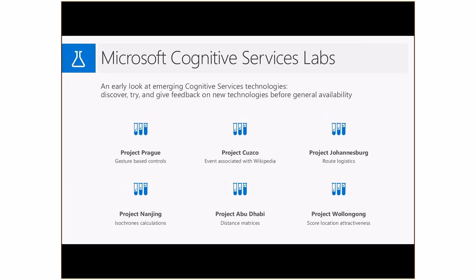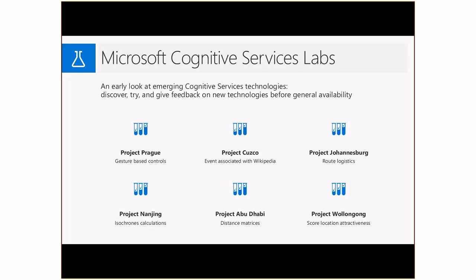And then remember, we've got some APIs in cognitive services that are not yet completely finished, and they are in the labs section. And we've got a bunch of them at this point in time, like 6. For example, we've got Project Prague, which is obviously still a code name. It's an API that will help you to do gesture-based detections. So if you're making signs with your hands, for example, to do specific actions, that API is going to help you. We've got, for example, Project Johannesburg, which is going to help you with planning optimized routes for customers, for deliveries, that kind of stuff.